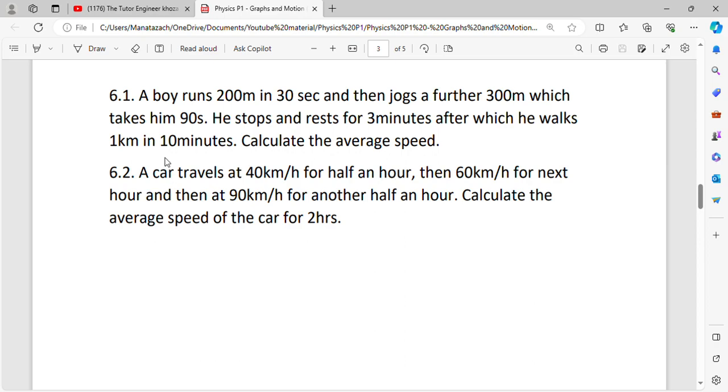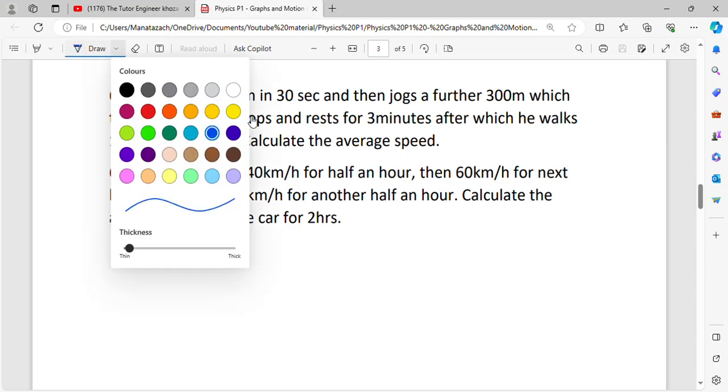So let's start. A boy runs 200 meters in 30 seconds and then jogs a further 300 meters, which takes him 90 seconds. He stops and rests for 3 minutes, after which he walks 1 kilometer in 10 minutes. Calculate the average speed. Okay, let's quickly deal with that.